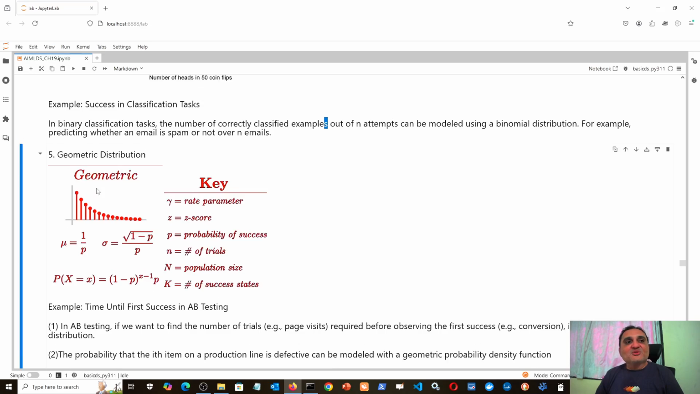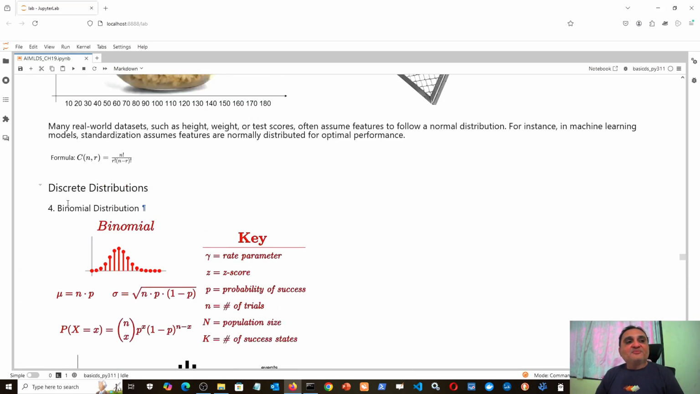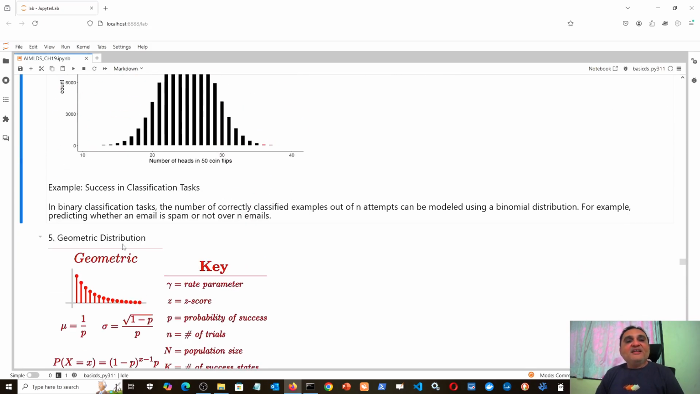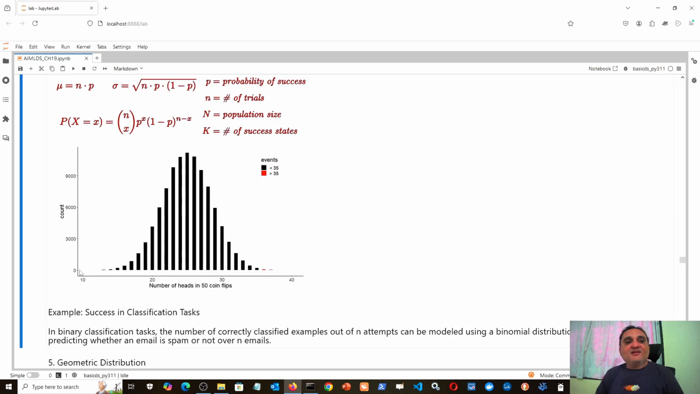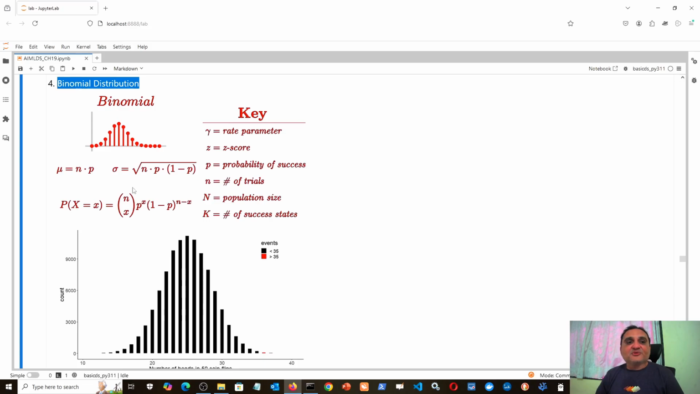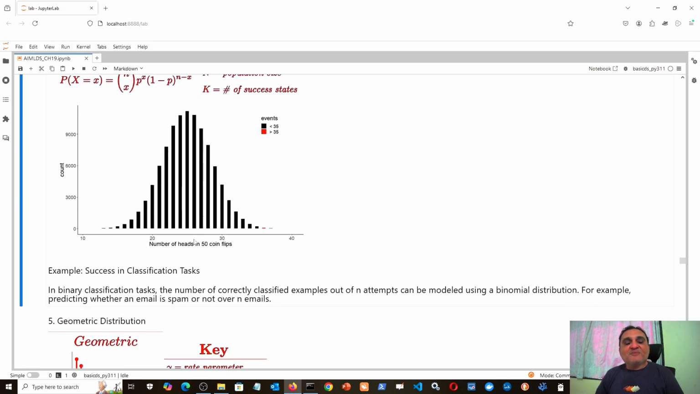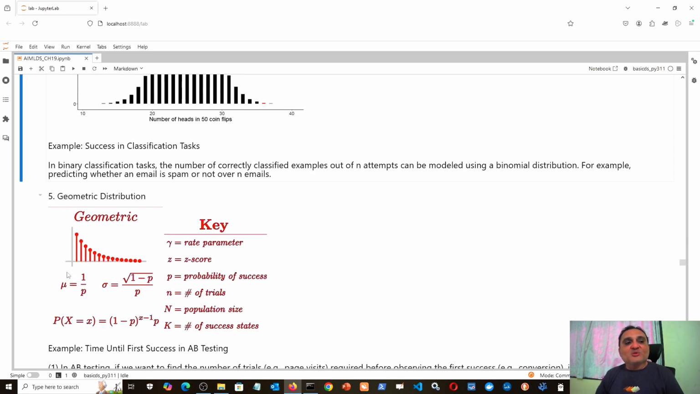So geometric distribution is also a kind of discrete distribution, and it is somewhat similar to binomial distribution, but its focus is different. In binomial distribution, our focus is on how many times an event becomes successful over a large number of experiments. So how many times will heads come? That is our focus. While in geometric distribution, it is a totally different thing.